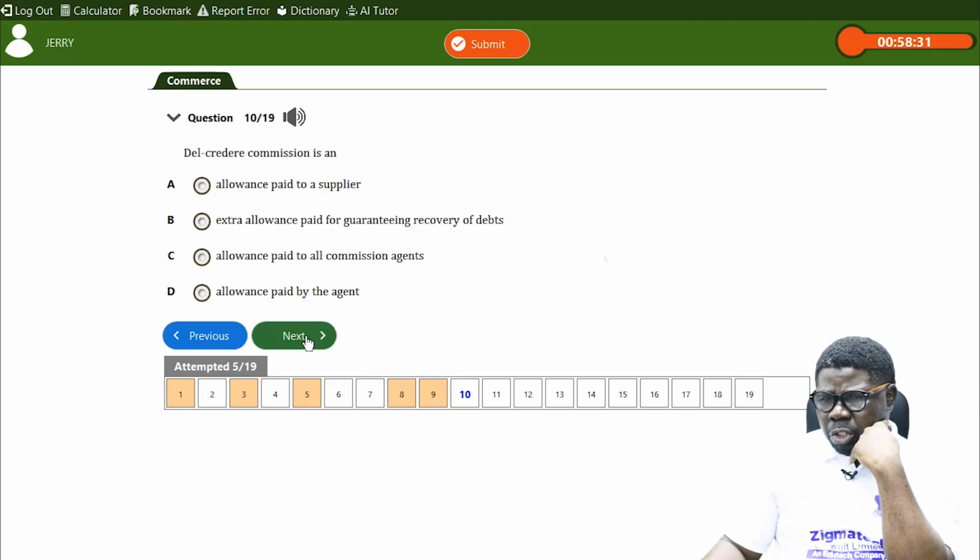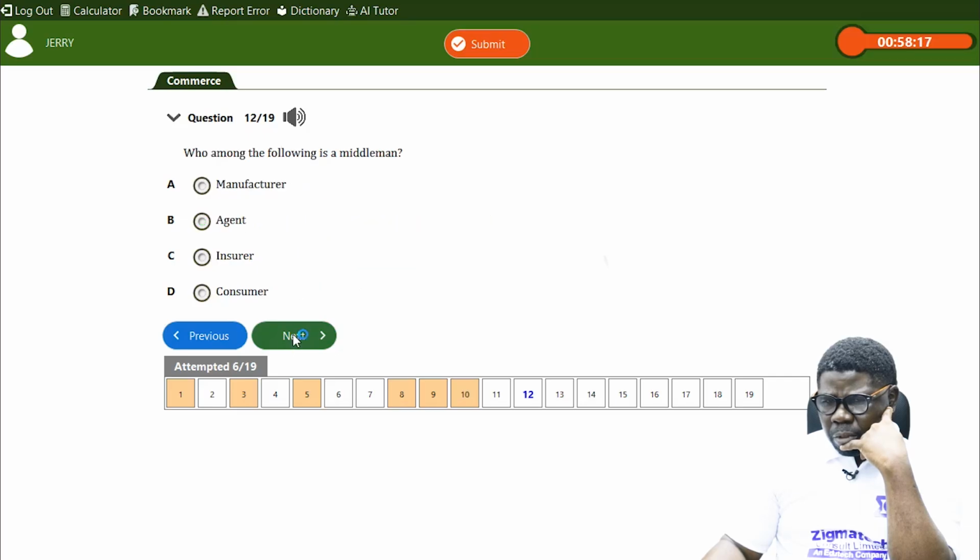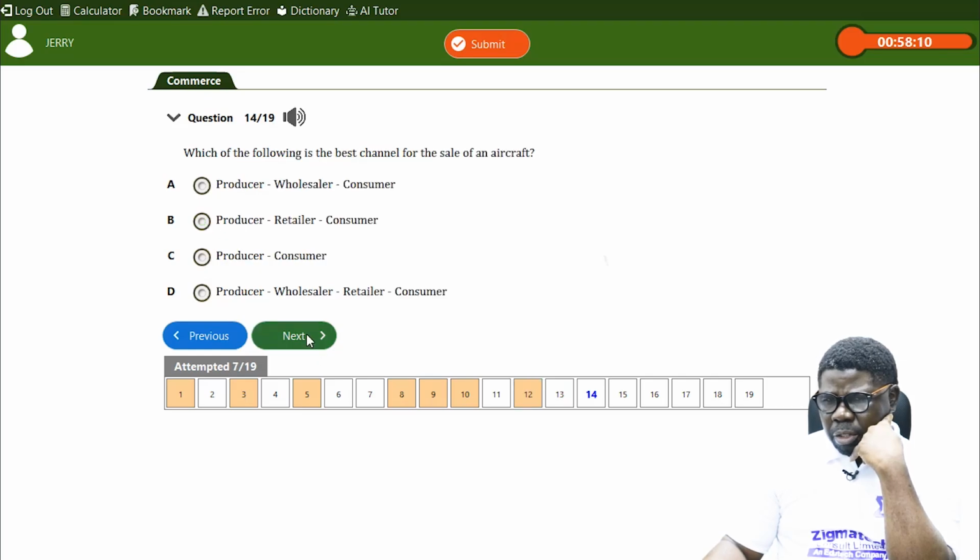A del-credere commission is an allowance, it's an extra allowance paid for guaranteeing recovery of debts, okay? Yes. Okay. Who among the following is a middleman? An agent, okay? Yes. Which of the following is the best channel for the sale of an aircraft? That's an expensive good, producer to consumer, all right?